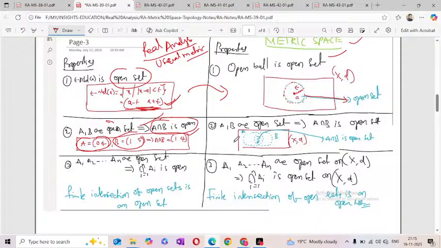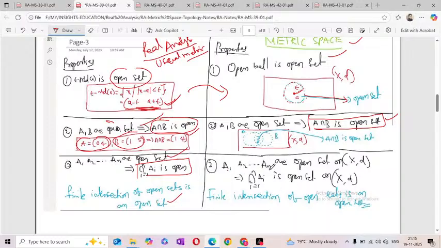Also open sets, whether that is a discrete metric or any other metric. Definitely the intersection of open intervals is again an open interval. That is general. Next one, not only two, we can take n number of open sets. That means the finite intersection of open sets is always an open set. Same in the metric also.